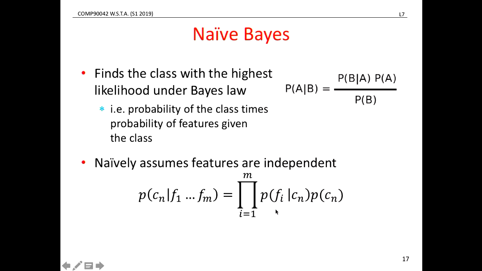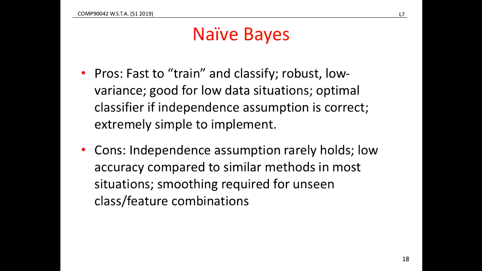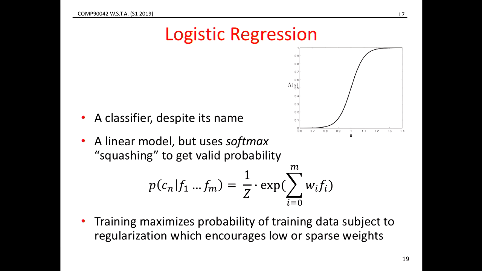Typically, when we evaluate this, because we're saying we have m possible features here, and I said m could be 200,000, say, we don't want to multiply together 200,000 numbers that are very small. We would add together their logarithms instead. And that way we don't have problems with underflow, where the numbers just become zero. Okay, so logistic regression is another one.